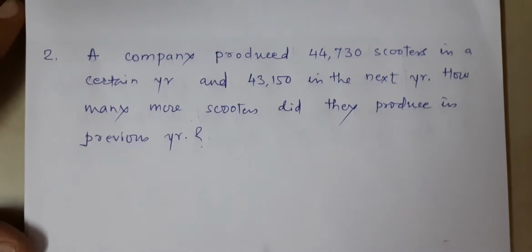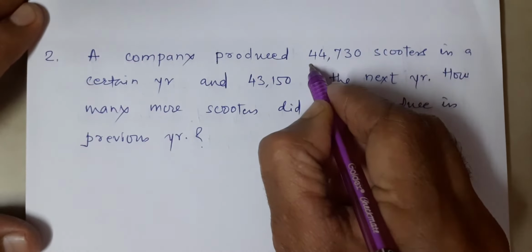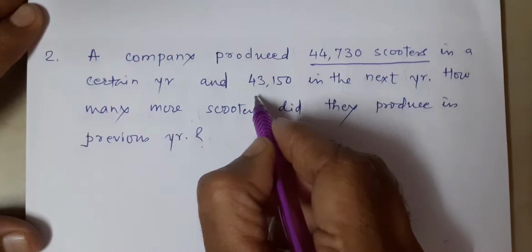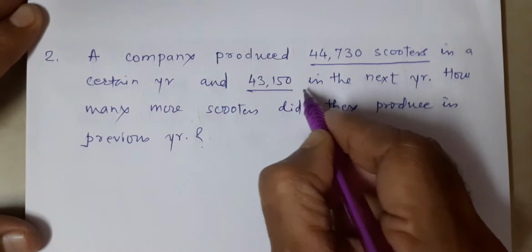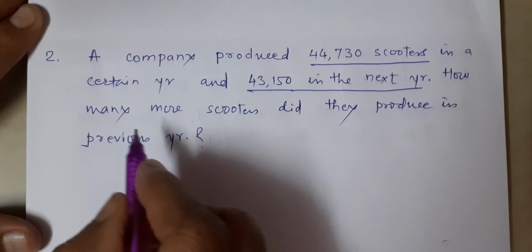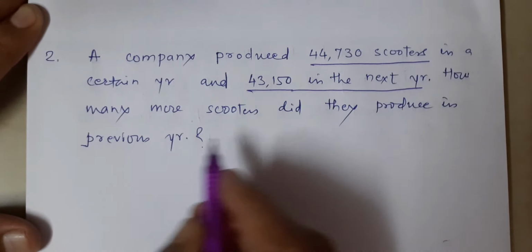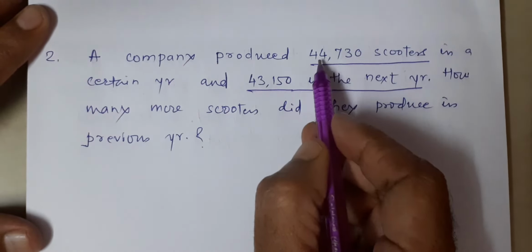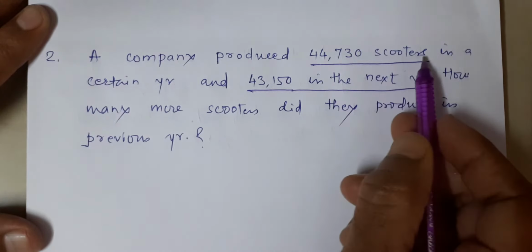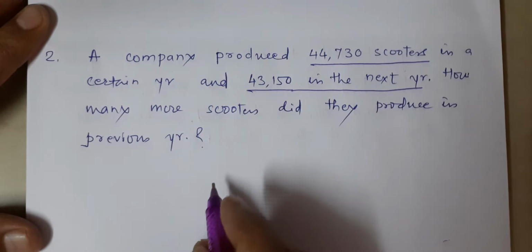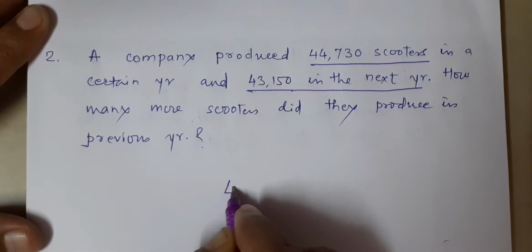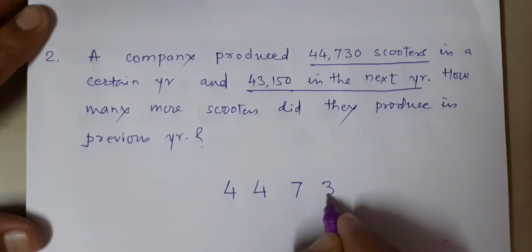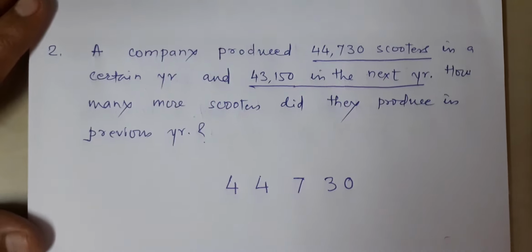Then second example: a company produced 44,730 scooters in a certain year and 43,150 in the next year. How many more scooters did they produce in the previous year? So the company produced how much? That is 44,730 scooters in a certain year. I am writing that, the larger amount, that quantity is 44,730 scooters.